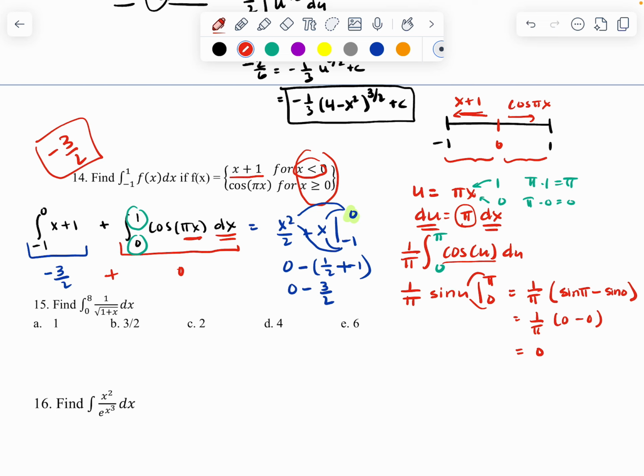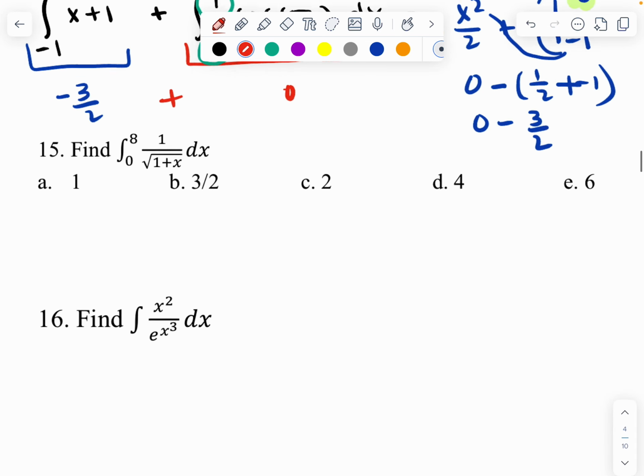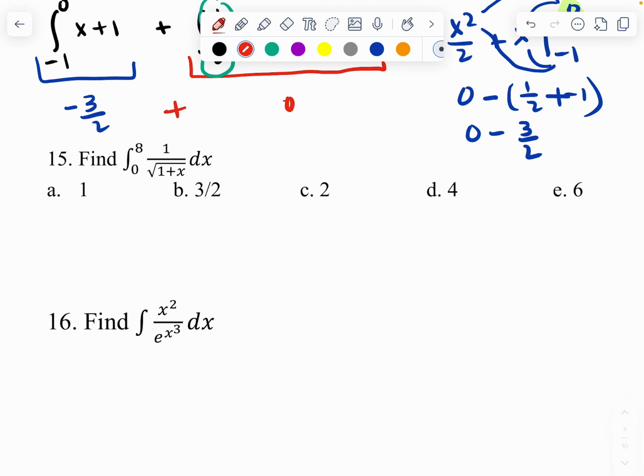Okay? All right, let's look at number 15. Definitely want to do u sub on this one because I have a funky square root on the bottom. So I'm going to make my u on this one the 1 plus x. That means my du is going to be 1 dx. So doing the substitution, I'm going to get the integral of 1 over the square root of u. And then the dx is going to become my du. I do have a leftover 1, but that does absolutely nothing, right?